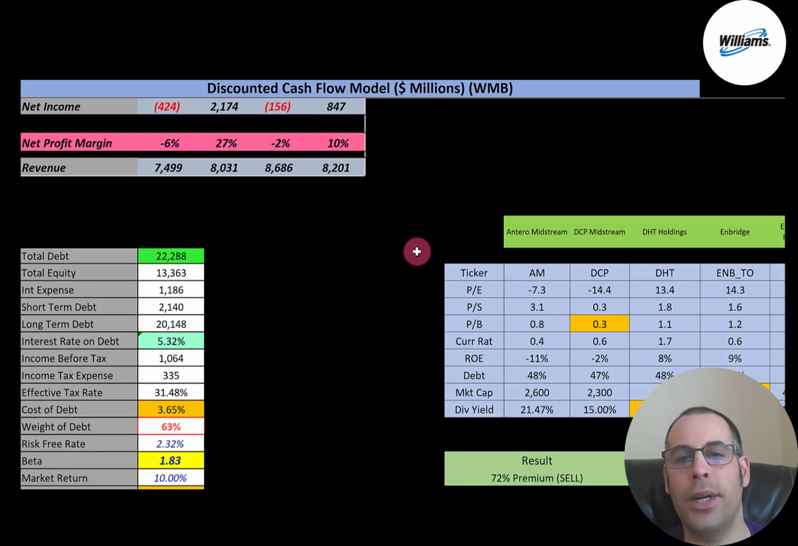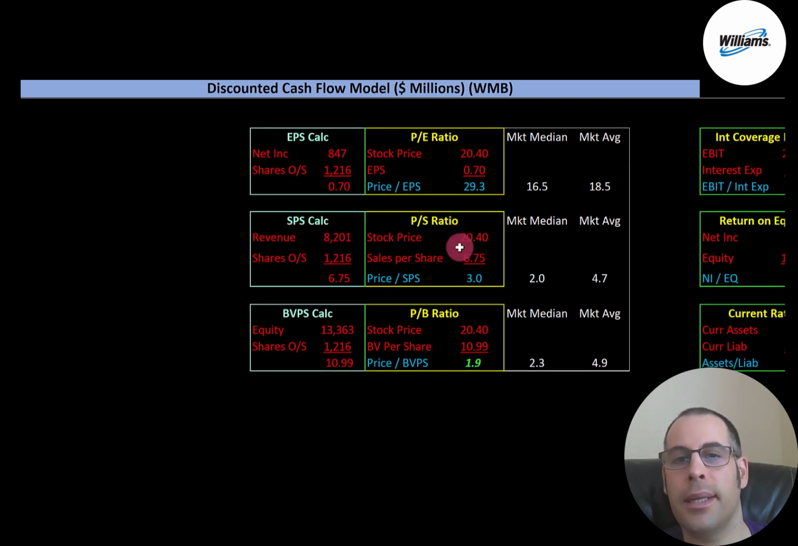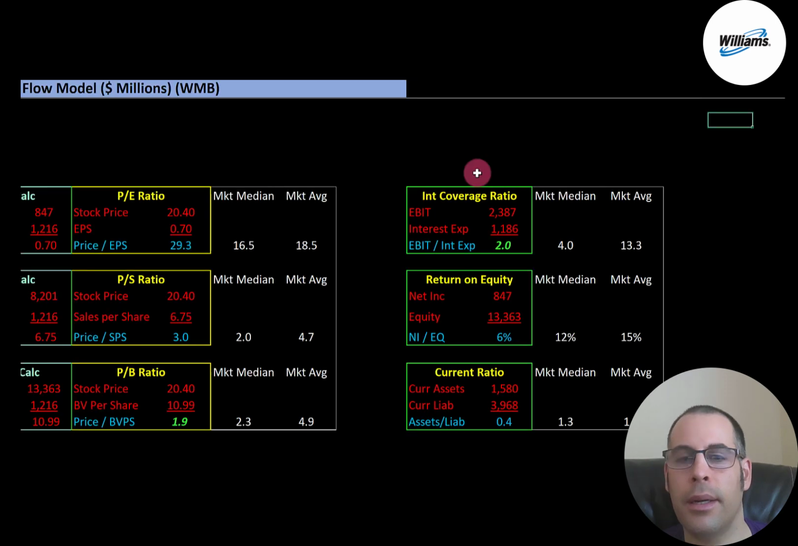Let's look at the financial ratios. They don't have such a good PE, decent price to sales, but they have a good price to book. PE is stock price over earnings per share. They're at 29.3. These are the average and medians in the market. Price to sales is stock price over sales per share. They're at 3.0. Price to book is stock price over book value per share. They're at 1.9. Good interest coverage ratio, that's EBIT over interest expense. They're at 2.0.